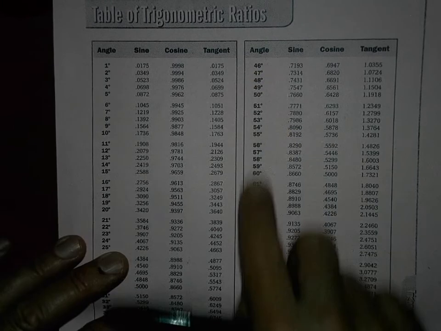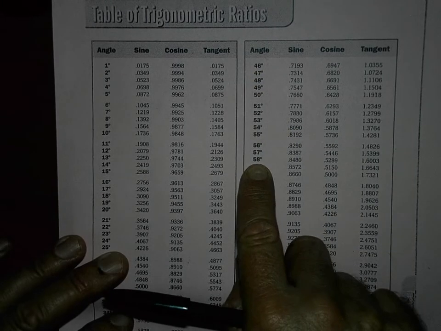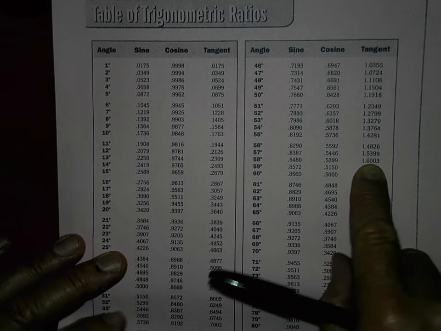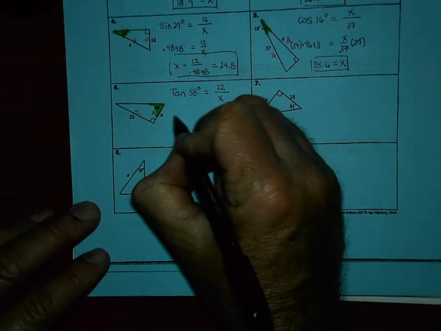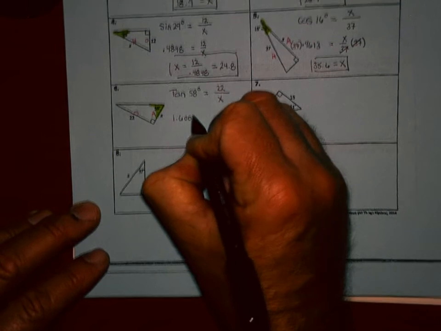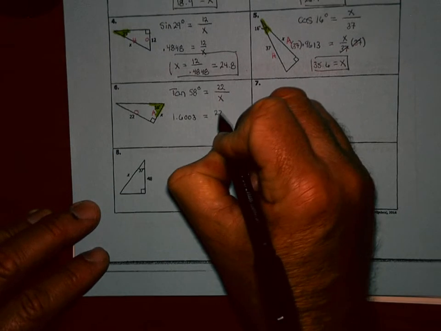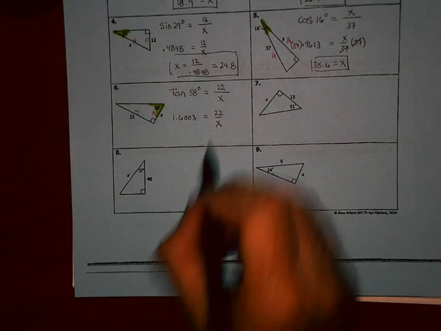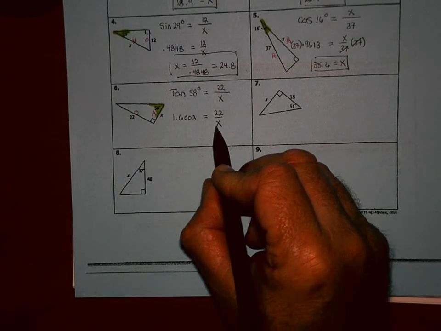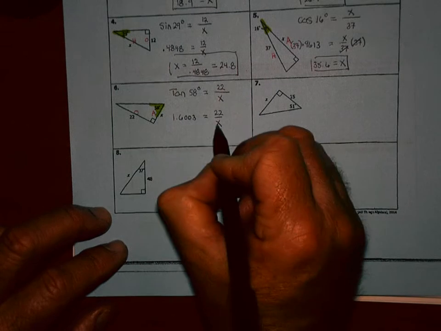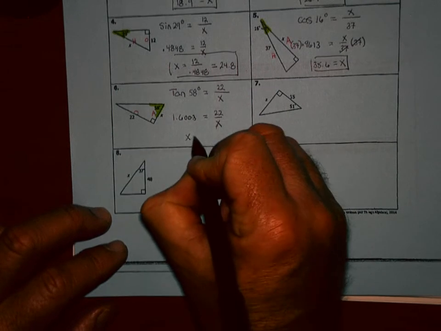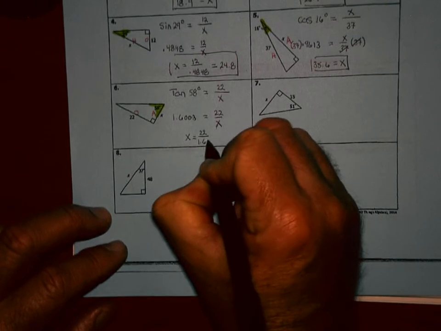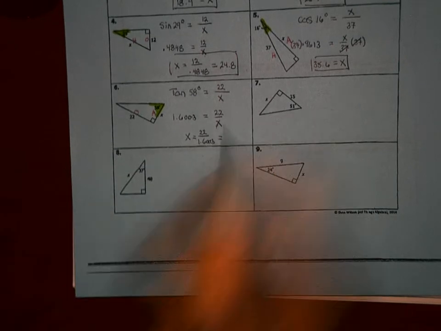So we go to 58 degrees. There it is. Follow it over to the tangent column, 1.6003. So I get 1.6003 is equal to 22 over x, and now I solve this equation for x. Once again, when you're solving this, if x is in the denominator, what you do is you just switch these two values. So that means x is going to be equal to 22 divided by 1.6003. And you divide that out, and that'll be your answer.